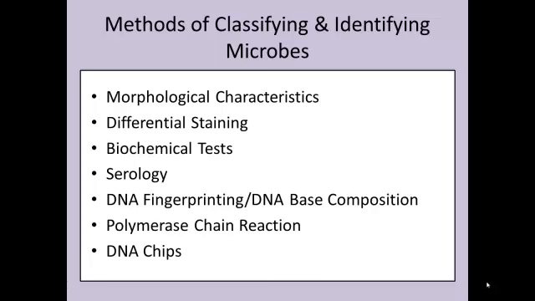Now on to our next big topic of discussion, methods of classifying and identifying microbes. This is where we hit the new stuff. We're going to talk about identifying them by morphological characteristics, differential staining, of which you've done some, biochemical tests, of which you will be doing some, serology, DNA fingerprinting, DNA base composition, polymerase chain reaction, or PCR, and DNA chips.